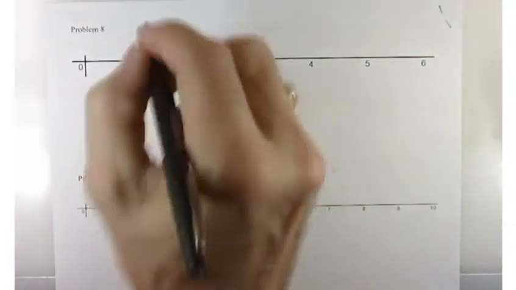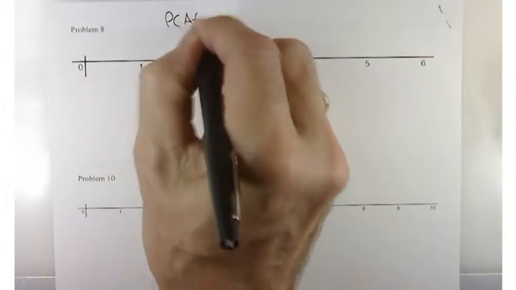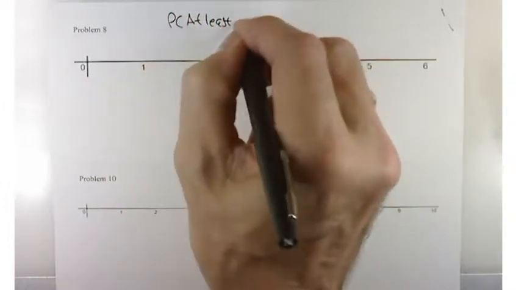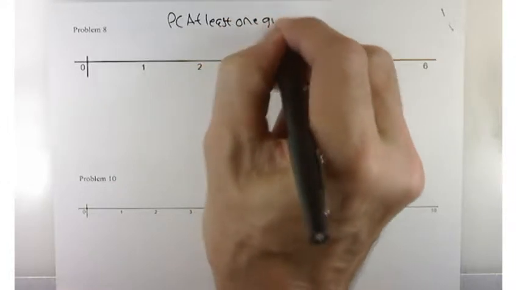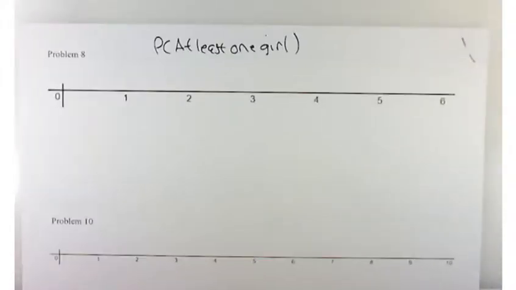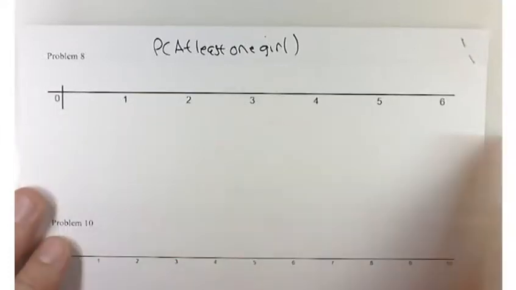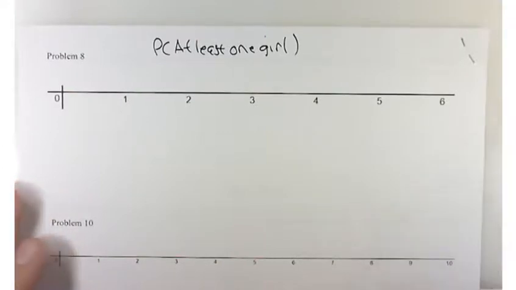We want to find the probability of at least one girl in the 6 births. So let's see what we can do about that. What numbers should I circle? What satisfies at least one girl? Julian, maybe you can help me out. What numbers should I highlight or circle here? Some help, maybe?